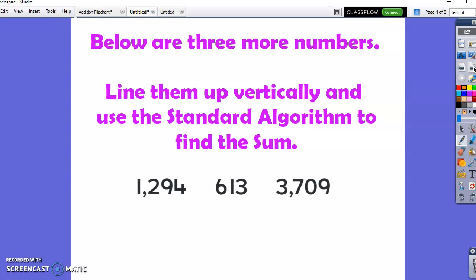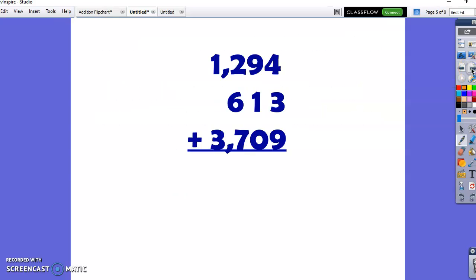Make sure you have the correct symbol of addition. Start in your ones place and add them up. So pause the video here, write those numbers down, add them up, and find your sum. Okay, you should have written 1,294, below that 613, and below that 3,709. Again, you start in the ones place and you begin your adding.